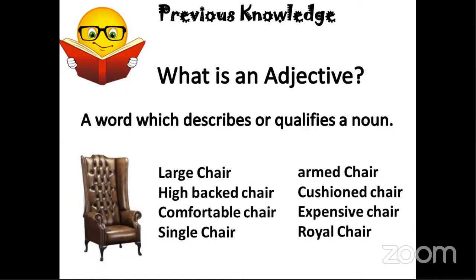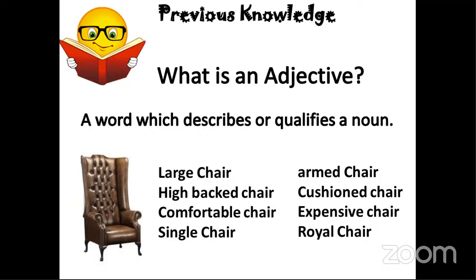Now, this list can go on and on. Now, chair is the noun. We saw everywhere chair, chair, chair. That was the noun. Now, all the words which were used to describe the chair, which were they? Large, high back, comfortable, single, armed, cushion, expensive, royal. These words are the adjectives. These were the words which were used to describe chair. So that is an adjective.